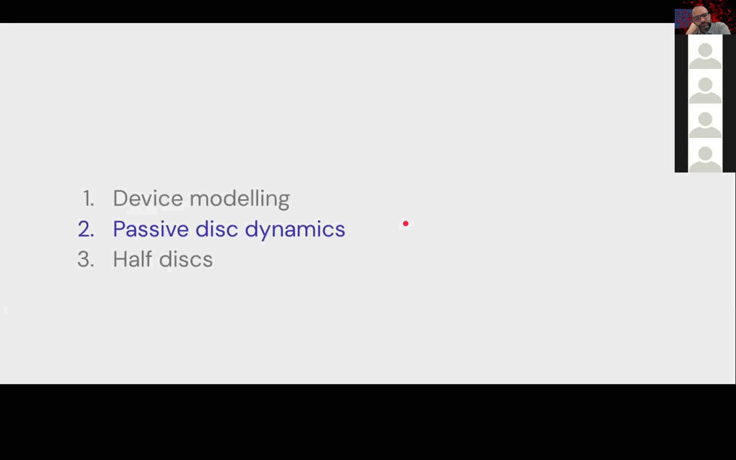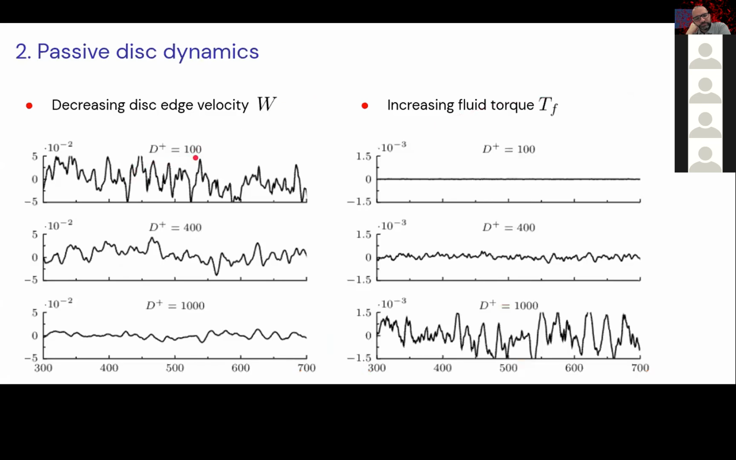Now we see some results here from several simulations we did for increasing diameter. We have 3 diameters here. This is the fluid torque measured on the disk surface. As you can see, it's an increasing function. So its variance increases with the diameter. So bigger disks are subject to stronger forces. And the disk edge velocity instead decreases.